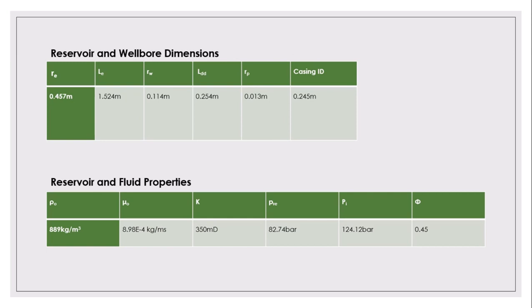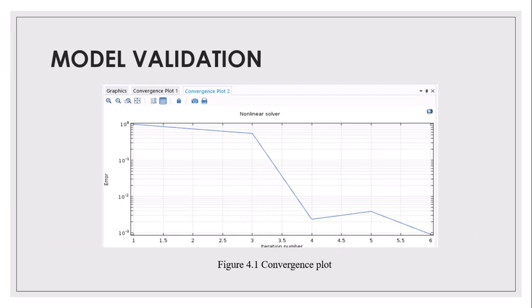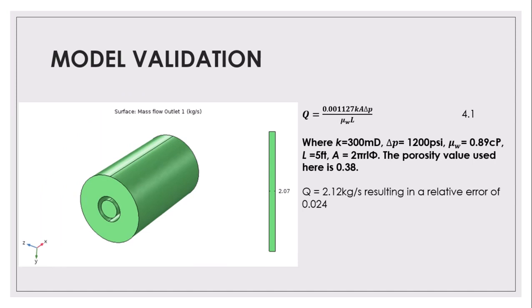But then in validating the model, the convergence plot we got for this study is 10 raised to the power minus 3, which is a significantly low error for the simulation. We also went a step further to validate this model by running, first of all, a steady state simulation and then a transient state simulation. For the steady state simulation, we used it to validate the model.